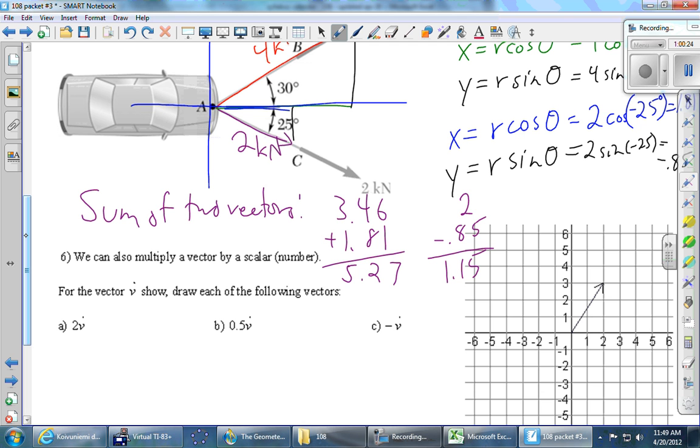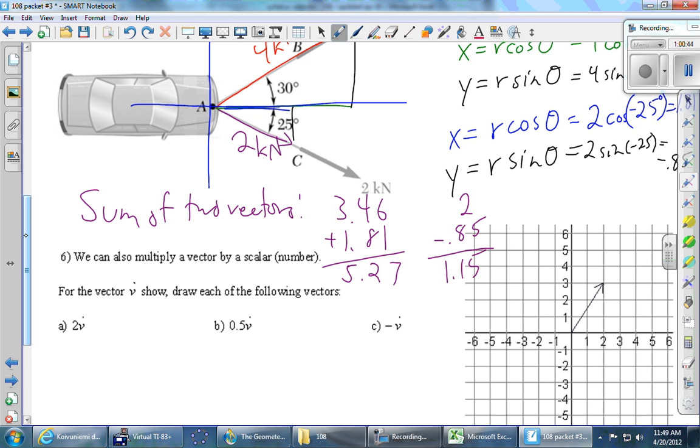Okay, so what is the car really going to do? It's going to move 5.27 to the right for every 1.15 up. That is what the car is going to do. Like a function? What do you mean? Yes, it is a linear thing.